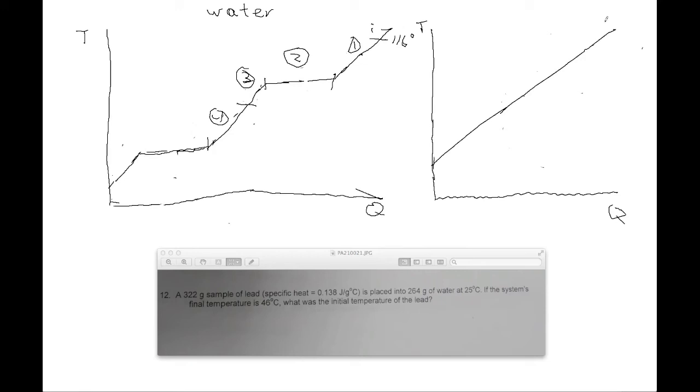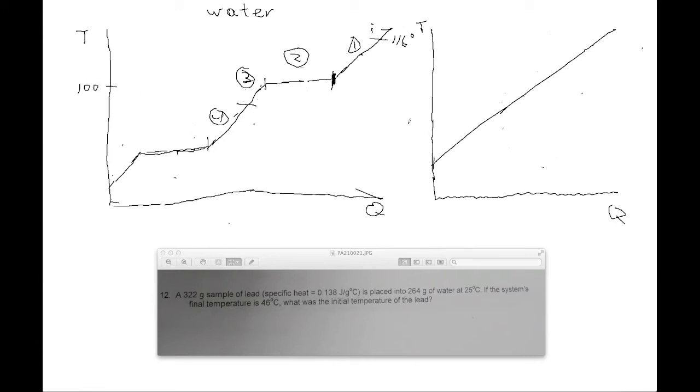What did we end with at the end of step one? We ended with water. Sorry, no, we still had steam, but it was at a different temperature. What temperature was it at? 100 degrees Celsius. Yeah, so we ended at this point. This is still steam at 100. We ended with steam at 100.